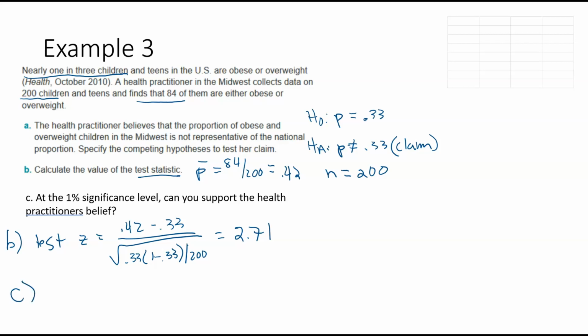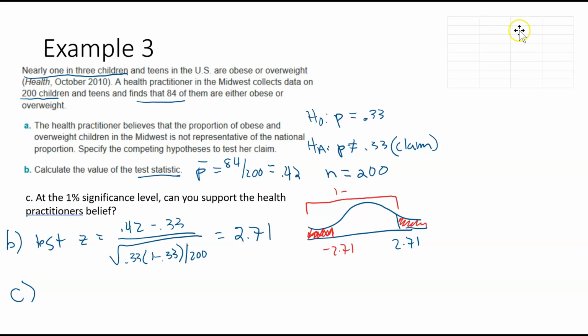Part C says, at the 1% significance level, can you support the health practitioner's belief? Well, you need the p-value to do that. Even though they didn't ask for it, you've got to find it. So this is 2.71, so that's over here, and this is a two-tailed test. We really are going to do 2 times, because it's two-tailed. And because this is positive, we know it's going to be 1 minus this amount.